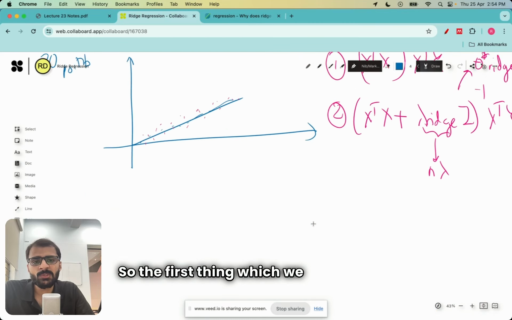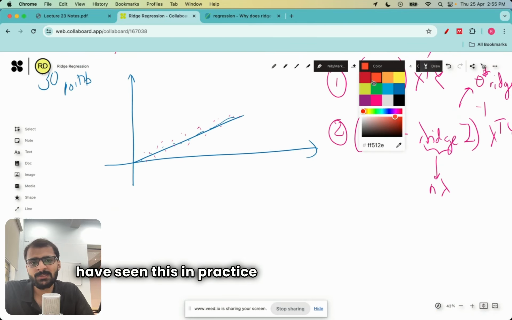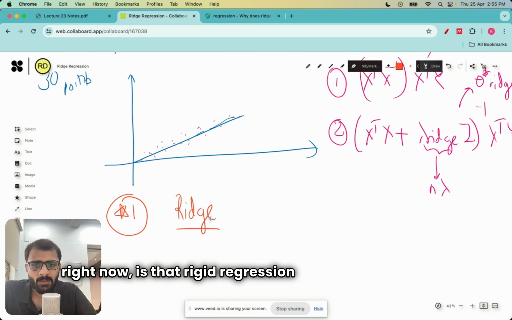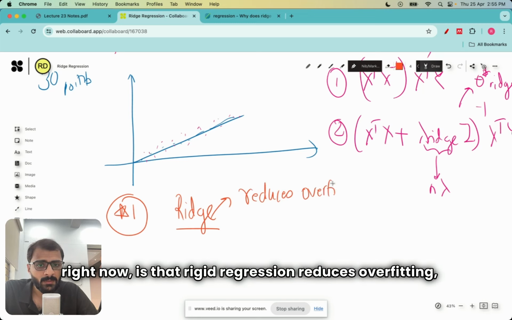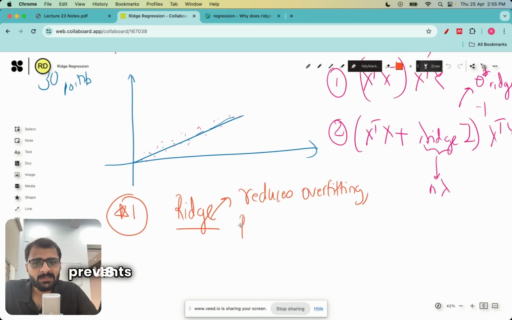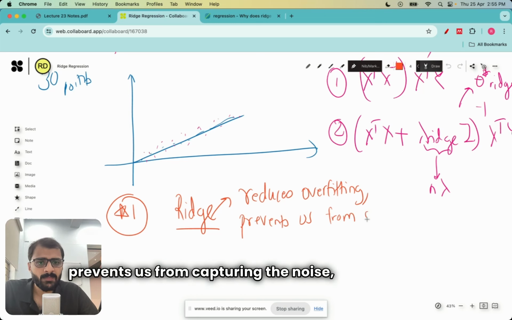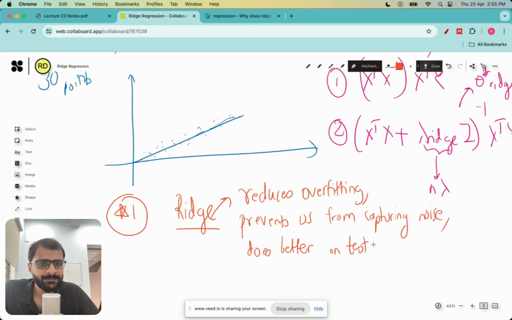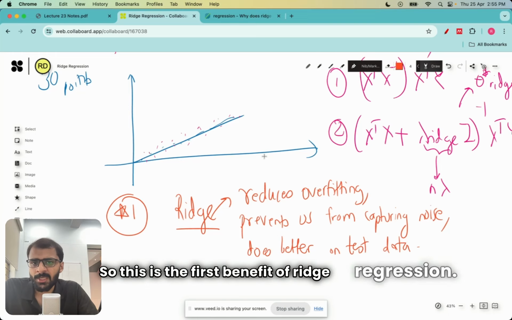So the first thing which we saw, and we have seen this in practice through our Python code right now, is that ridge regression reduces overfitting. It prevents us from capturing the noise. And in general, it does better on the test data. So this is the first benefit of ridge regression.